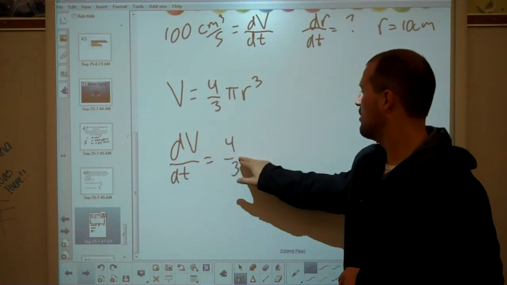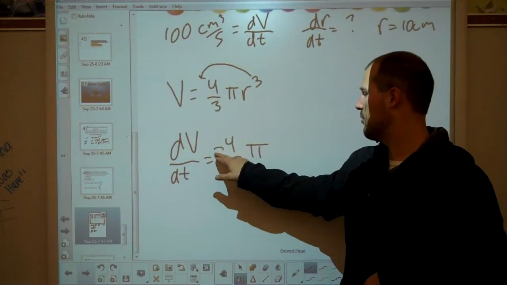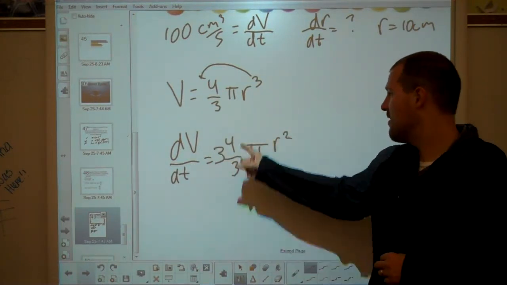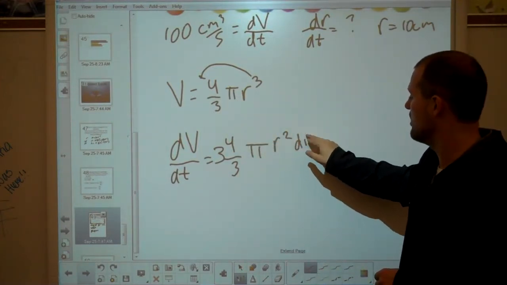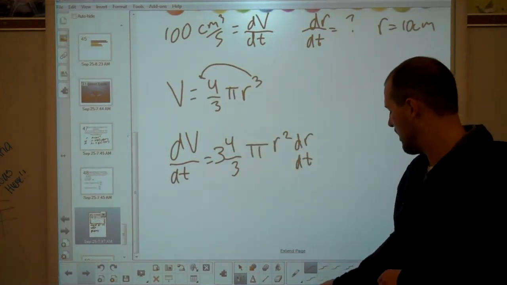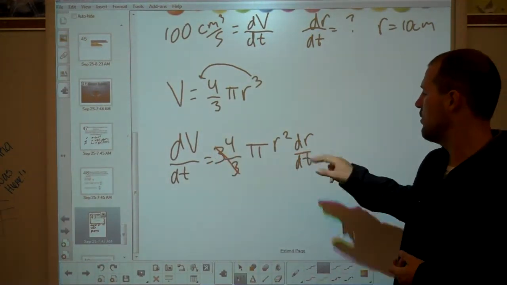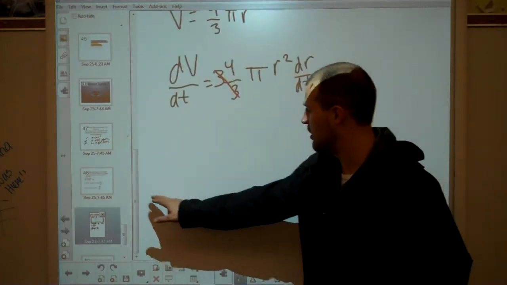We've still got our 4/3, we've still got our pi. Remember, the 3 comes down in front with the power rule, and that turns into a 2, so r squared. But be careful, that's r, not x. So it's an implicit derivative, so that means we need to write dr dt right there. And what's nice, now the 3's cancel. Let's see what we can substitute into this and figure out if we can answer the objective question.